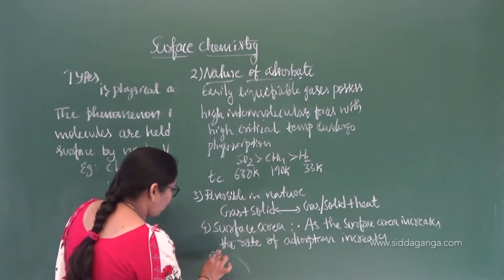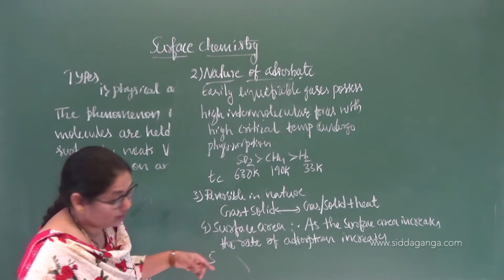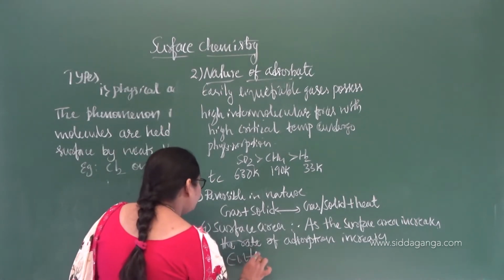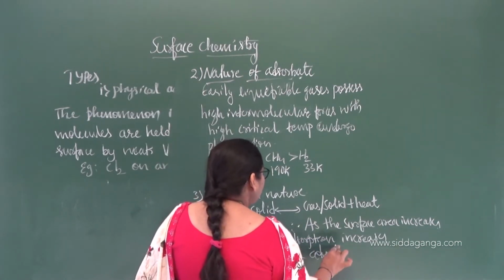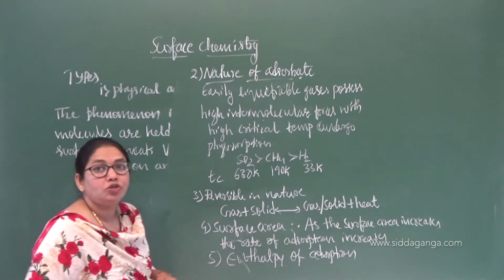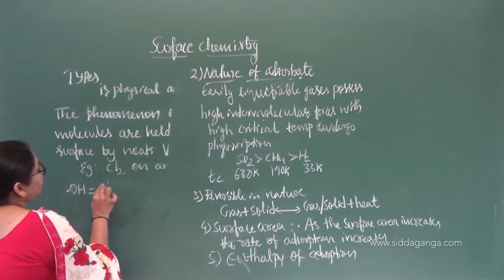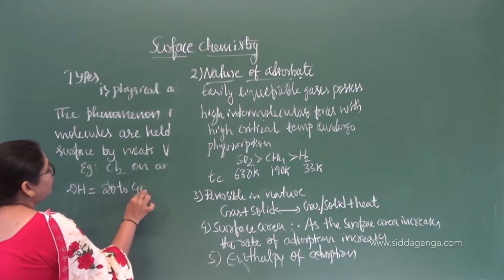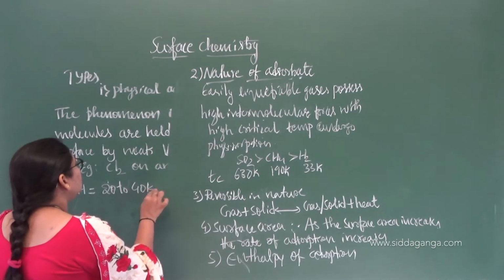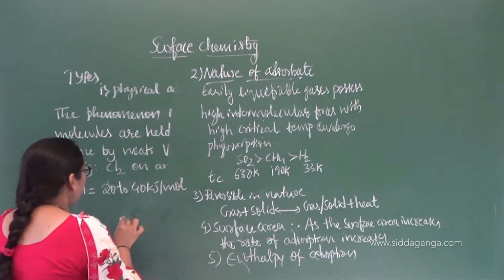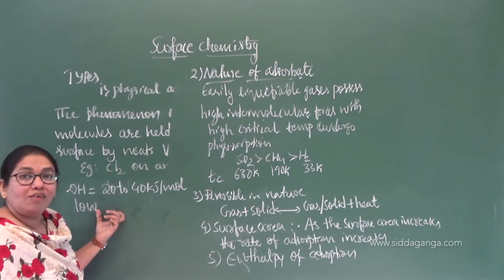Next, the next characteristic of physisorption is the enthalpy of adsorption. So I can write here: the enthalpy of adsorption has a value of 20 to 40 kilojoules per mole. It has a very low enthalpy of adsorption.